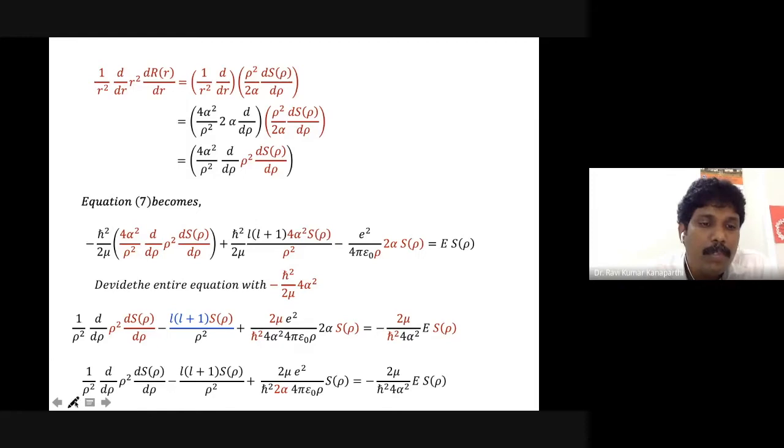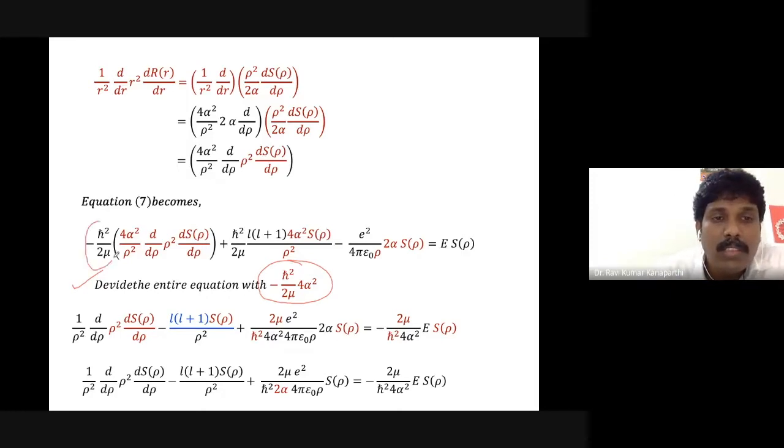Then the next step, what you can do, you try to divide the entire expression by this quantity, minus h cross square upon 2 mu multiplied by 4 alpha square. That is the one by which you can divide the entire expression. Now, when you do that, naturally some things cancel out. What are those things? This quantity will cancel out, because you are dividing by the same quantity. That will cancel out from the first term, and the second term also has the same thing.